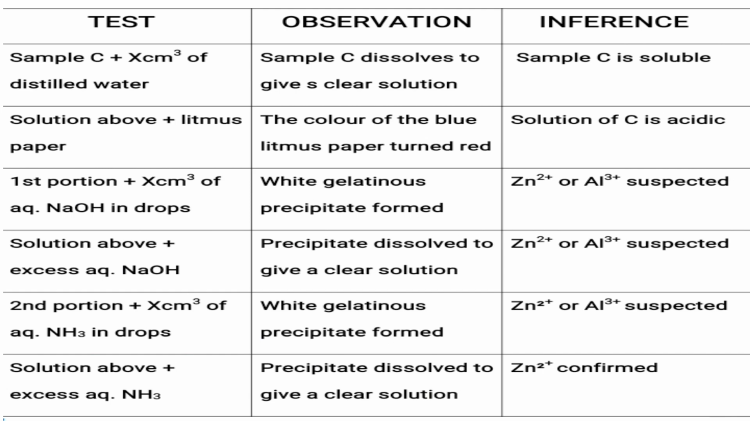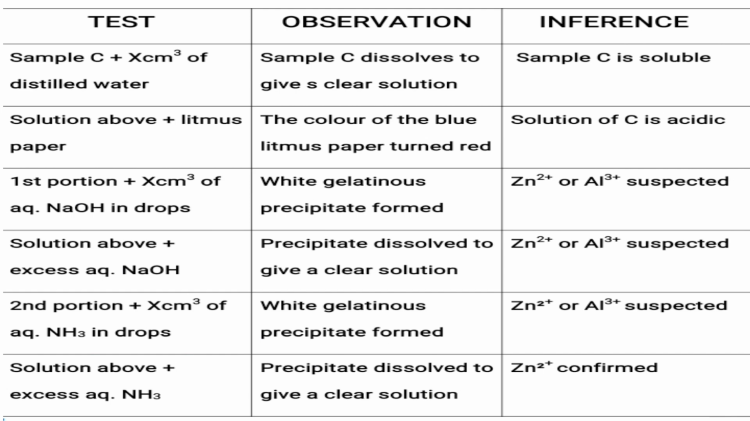Then they could tell us to the second portion, add a given volume of aqueous ammonia in drops. When we do that again, we will get a white gelatinous precipitate. And from that observation, we can infer that either zinc ion or aluminum ion is suspected, because those are the two ions that can give us a white gelatinous precipitate. Now, the last test is what we call a confirmatory test. So when we add excess aqueous ammonia to the solution above, that is the one we added aqueous ammonia in drops, the precipitate will dissolve to give a clear solution.